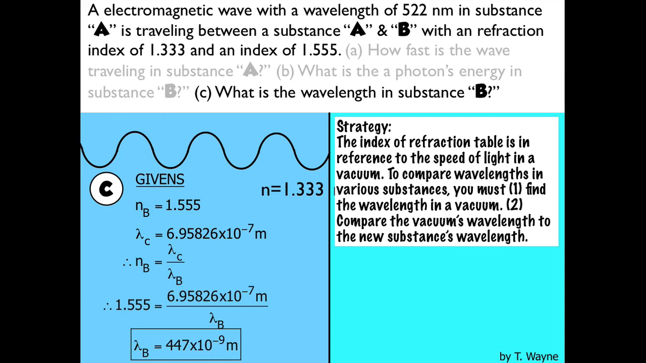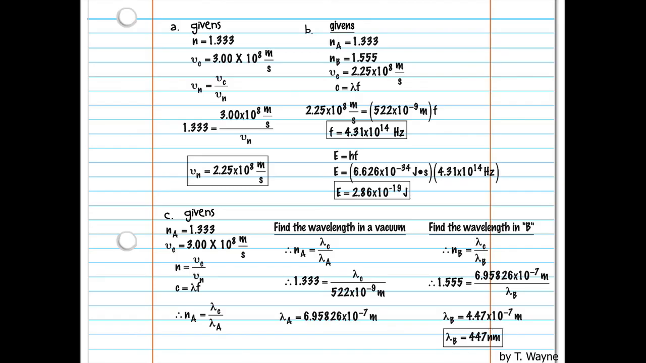So again, the problem's not so obvious. It's because we compare the index of refraction to the speed of light in a vacuum that we have to do this kind of two-step process. Now for part C, I've listed, you can see how I've done that. This is what your paper would look like for part C. I've listed my givens, and then I've described the steps that I'm taking in there as well.